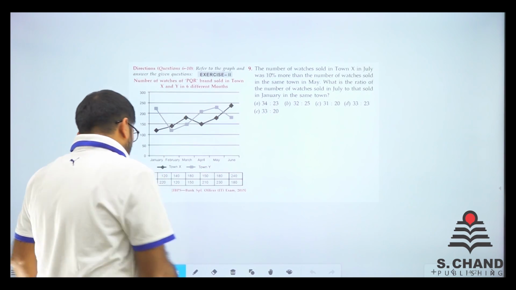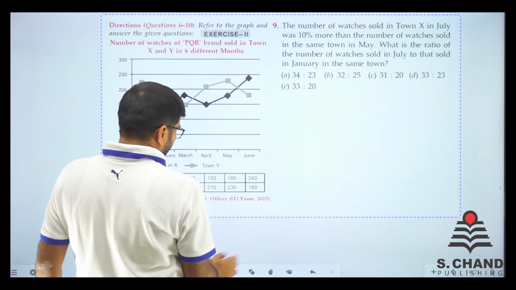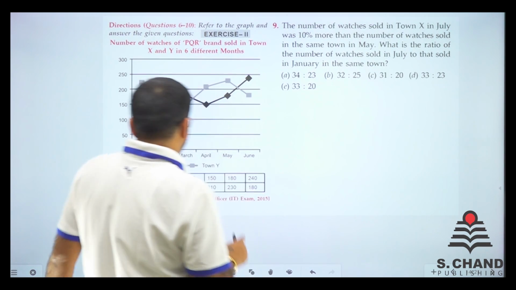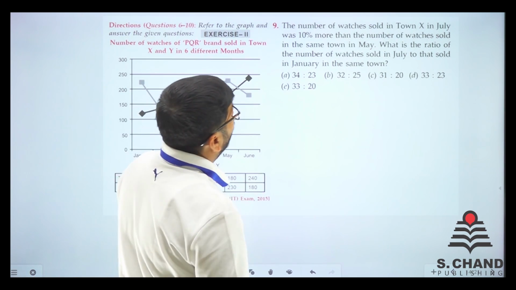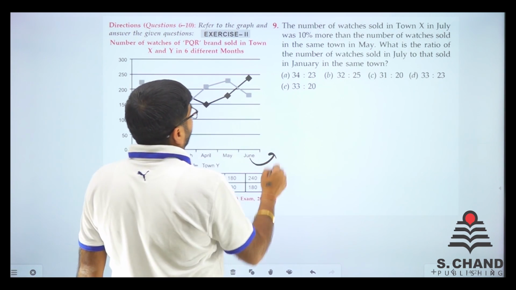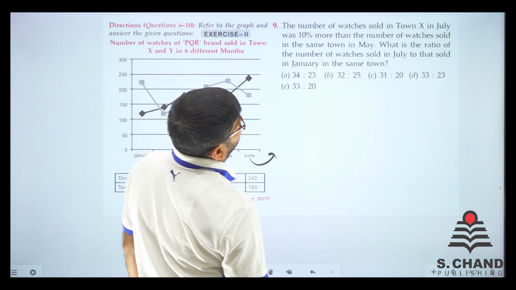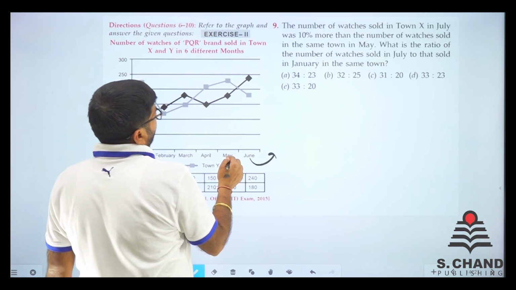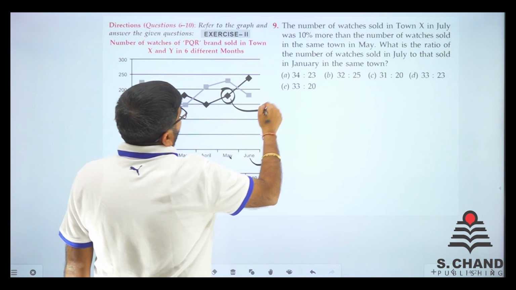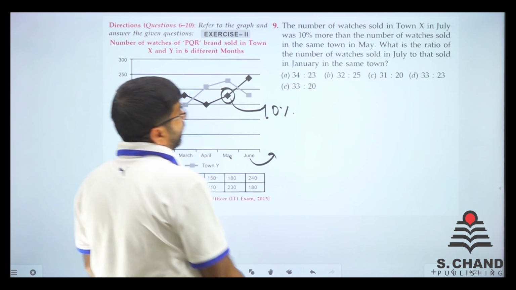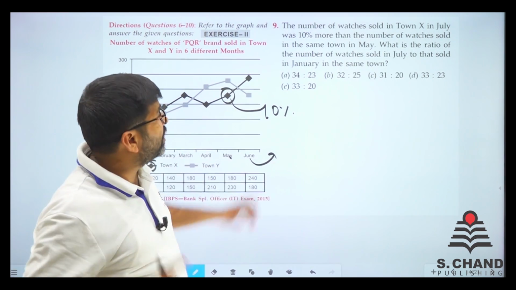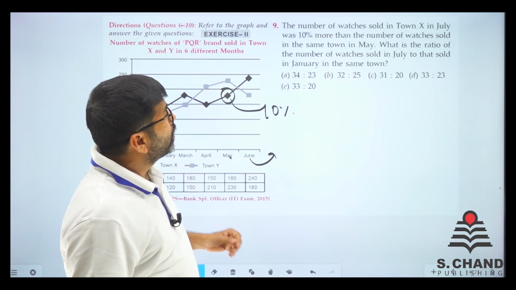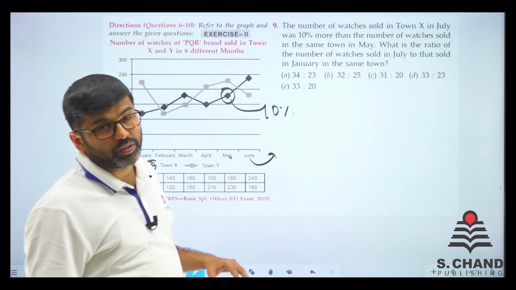Next question we do. Question number 9 of the same exercise. Let's do it. What does it say? It says that the number of watches sold in town X, this is the town X, now in July, is 10% more than the watches sold by the same town in May. Town X के अंदर May में जितनी थी उसका 10% प्लस करके उसी टाउन में जुलाई में बेचा गया, right? What is the ratio of number of watches sold in July to the sold in January of the same town?